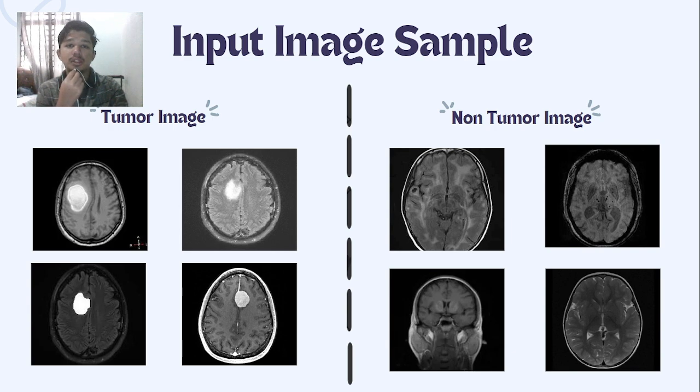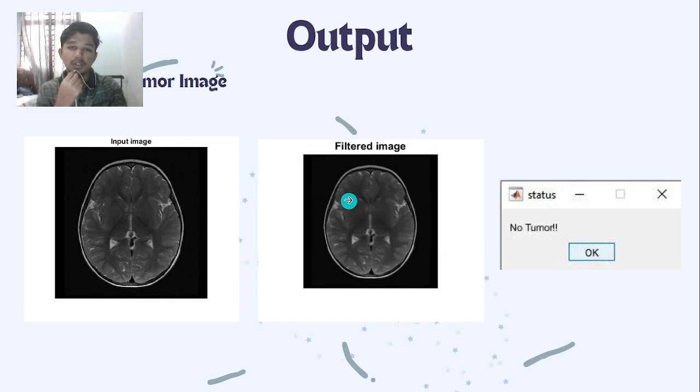Okay, next, for the input image sample, there are two types of images that we use. The first one is the tumor image and the second one is the non-tumor image. For the tumor image, we use the sample image of a brain with the tumor, while the non-tumor image is the brain without the tumor.